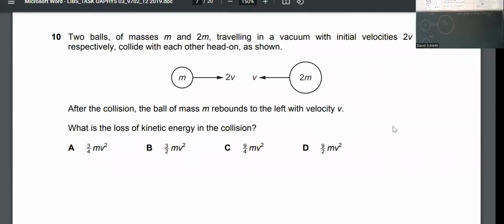Hello and welcome. In this worked example, we're taking a look at the question that you can see there on the screen. Two balls of masses m and 2m traveling in a vacuum with initial velocities 2v and v respectively collide with each other head-on as shown. After the collision, the ball of mass m rebounds to the left with velocity v. What is the loss of kinetic energy in the collision?